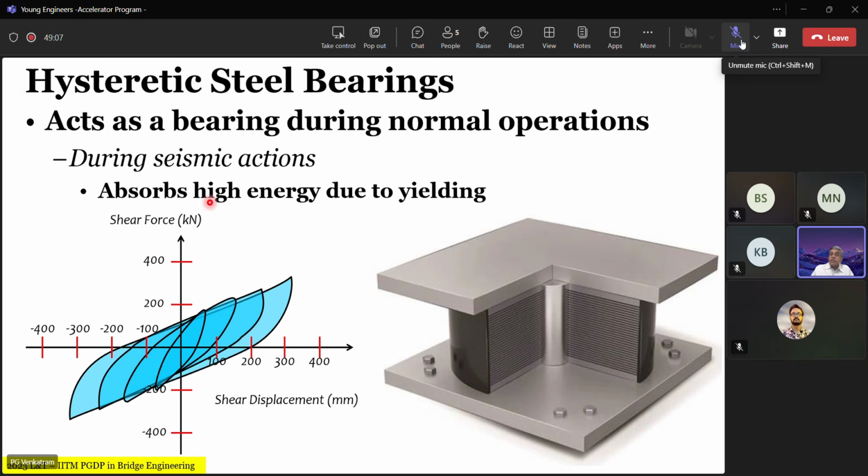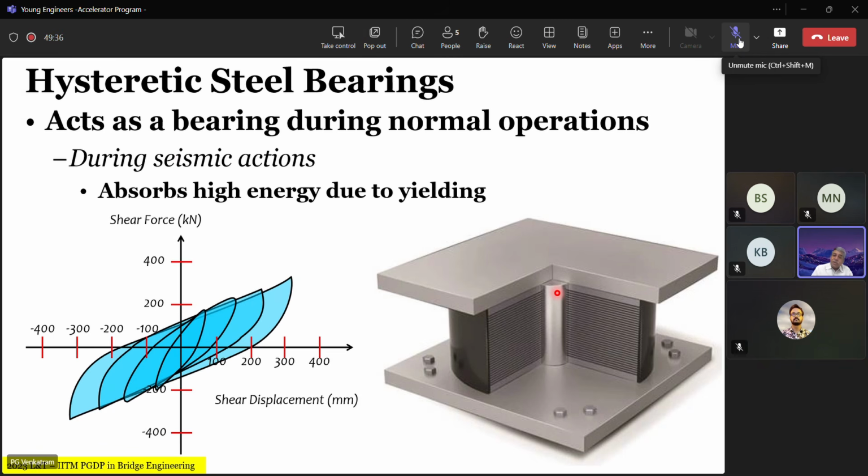It absorbs high energy due to the yielding of the lead plug. At some time or other, you must remember that every time you displace something, you are actually doing work. Going back to your 10th standard physics, force into displacement is the work done. So every time there's a displacement on a structure, there's a force applied to it, and that force into displacement is the amount of energy that gets absorbed, and that energy has to be distributed.